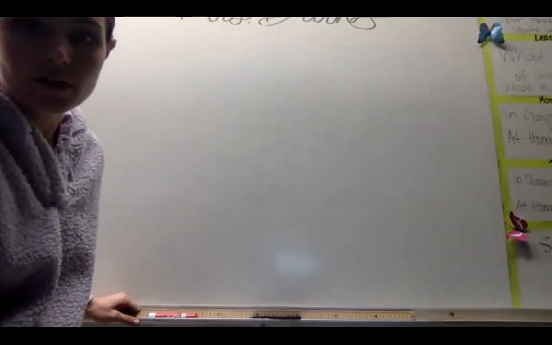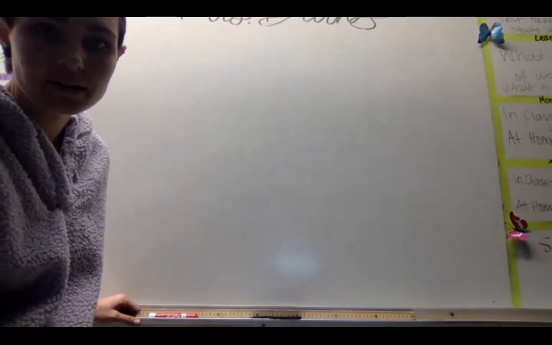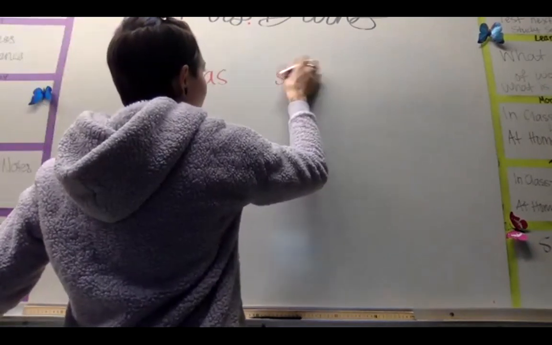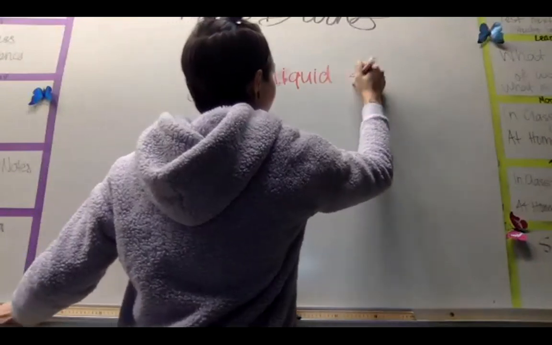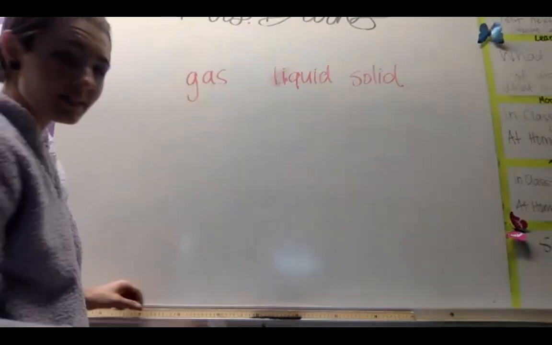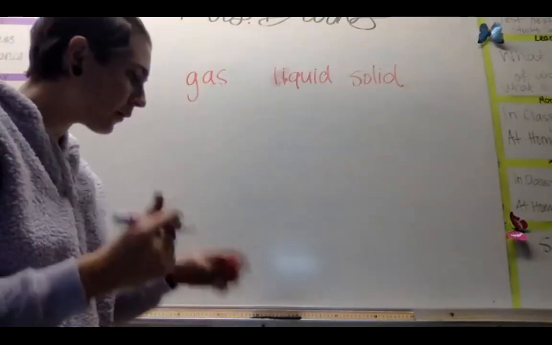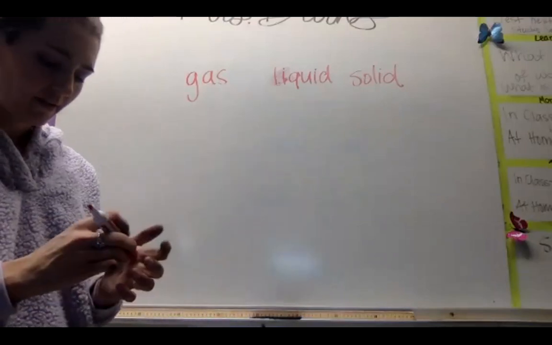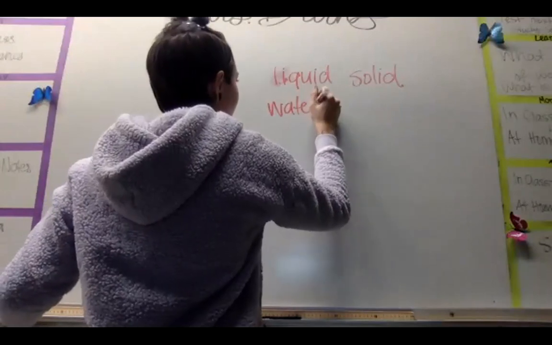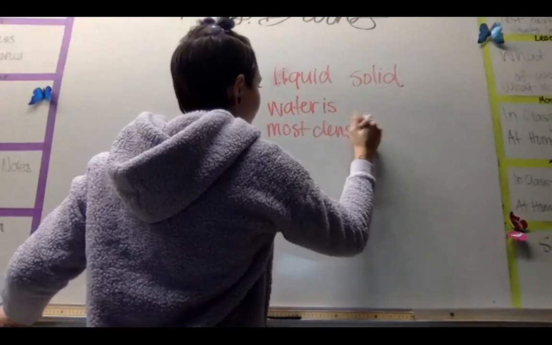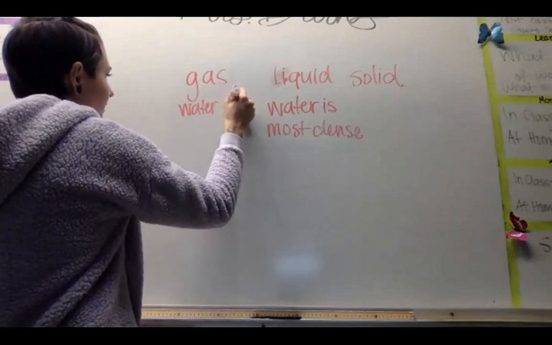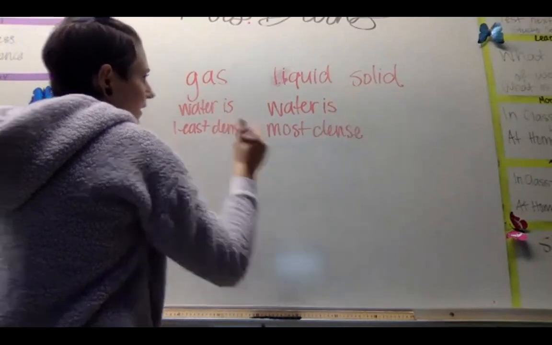Okay, so let's see. Explain how water impacts how its molecules are arranged. Okay, so do we remember how there's a gas, a liquid, and a solid? Normally, elements are the most dense as a solid and the least dense as a gas. But water is a little different. At what state is water the most dense? In its liquid state? Yeah, so water is most dense as a liquid. And then it's medium density as a solid, and then it's least dense as a gas. Water is least dense as a gas, and then it's medium density as a solid.